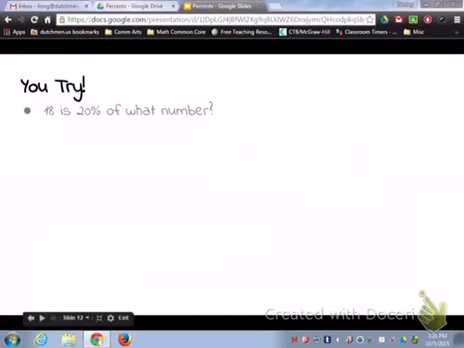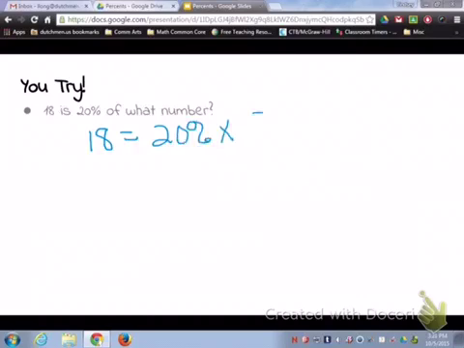Now you try. 18 is 20% of what number? Take a few minutes, work it out, and then you can check your answer. Okay, so as you can see, we want to work our way backwards. So we write it as an equation first. 18 is 20% of, multiply, what number? So then I want to take and write my percentage as a decimal. So 18 equals 0.20 or 20/100ths times some number.